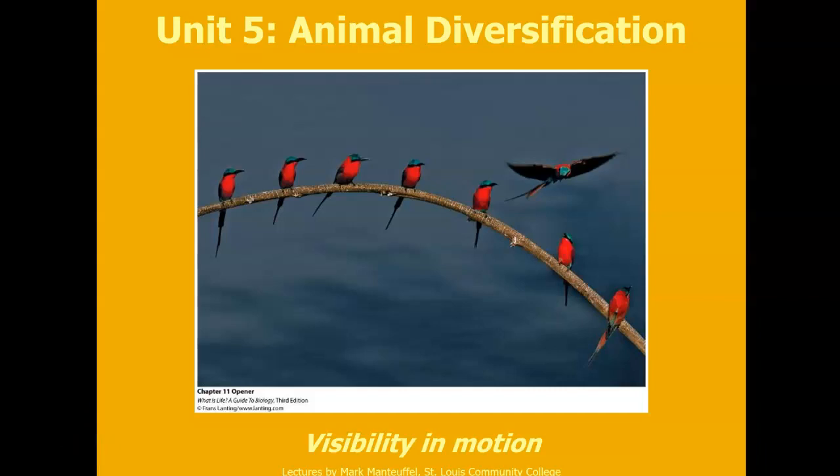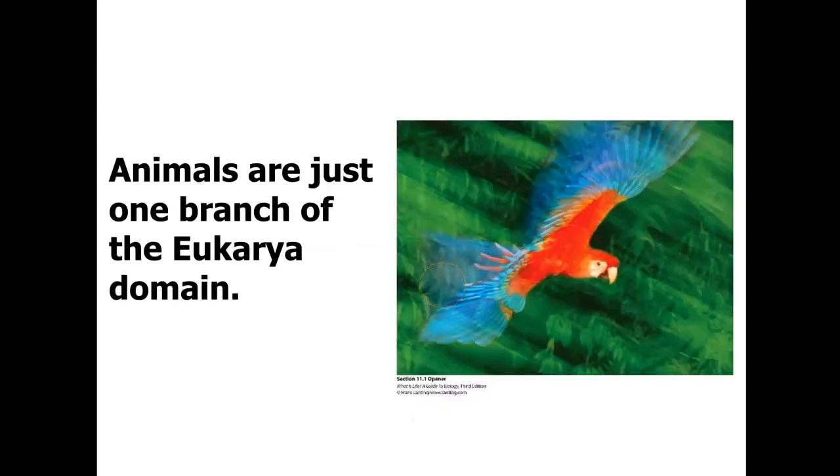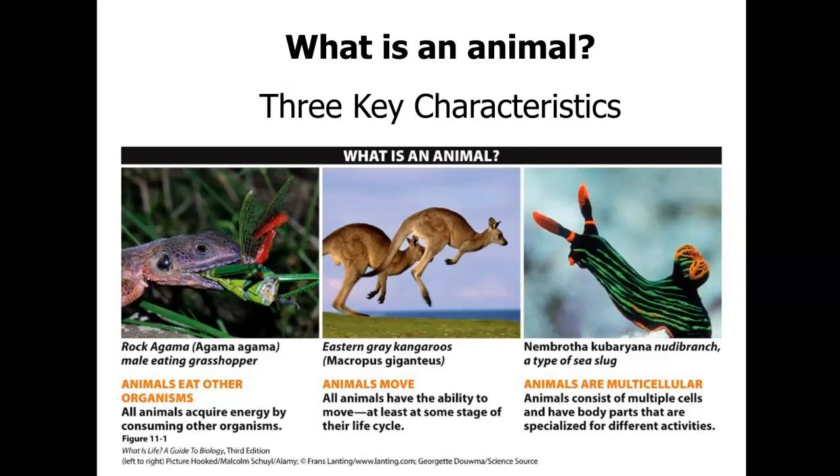Today we're going to start Unit 5 of Biology 102. We're going to go into animal diversification. Animals are going to be a branch of the eukarya domain. In the previous unit, we covered plants and fungi. Now we're going to go to the animals. Remember, the fungi are going to be more closely related to animals than they were to plants.